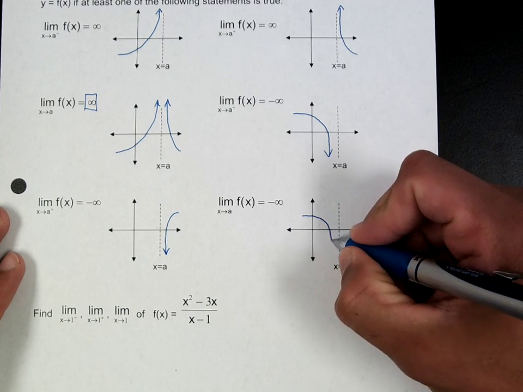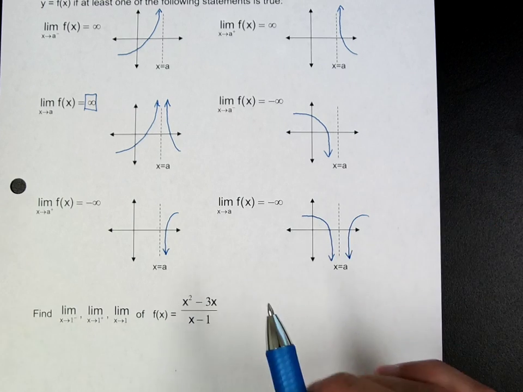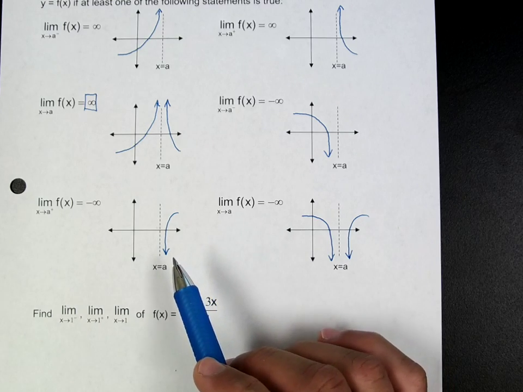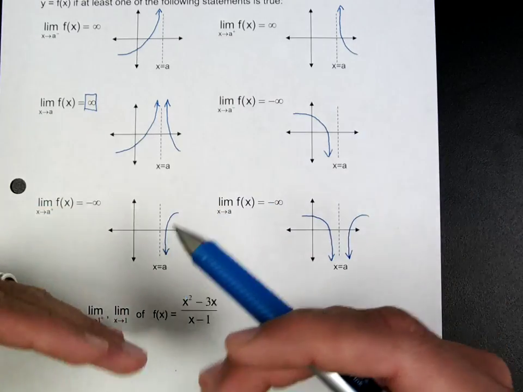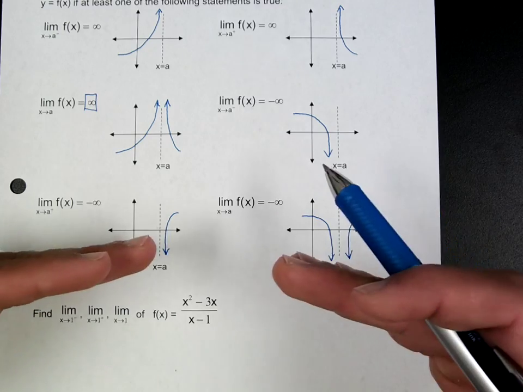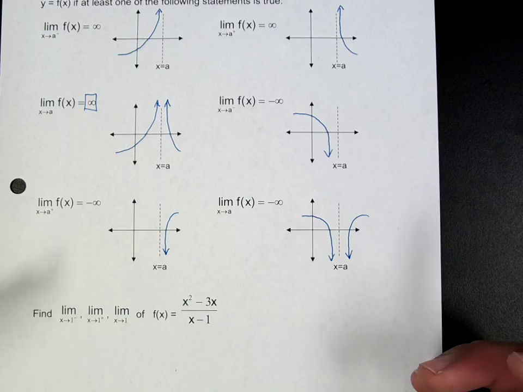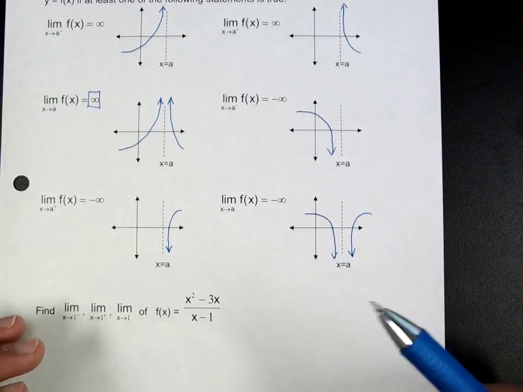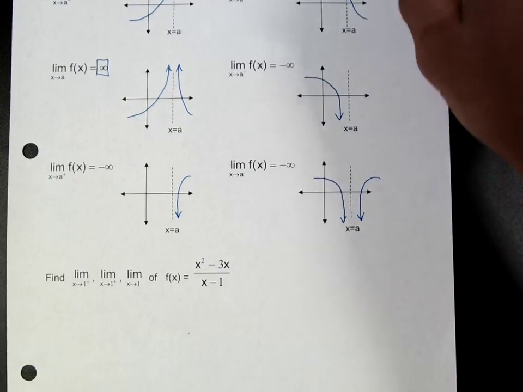For the purpose of the next test, if you see something like this, you need to make sure you look at the limit from the left and the limit from the right. If they're both approaching negative infinity, then the answer is negative infinity. If they're both approaching positive infinity, then the answer is positive infinity. However, if one of them is approaching positive infinity and the other negative infinity, then the limit does not exist.